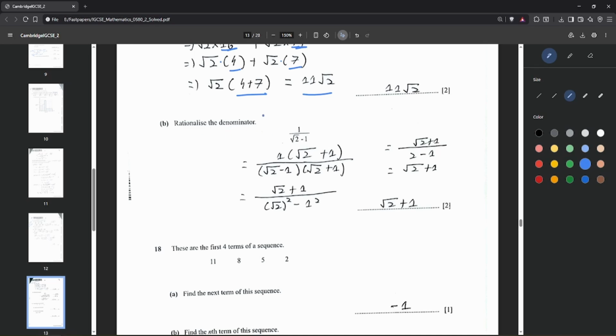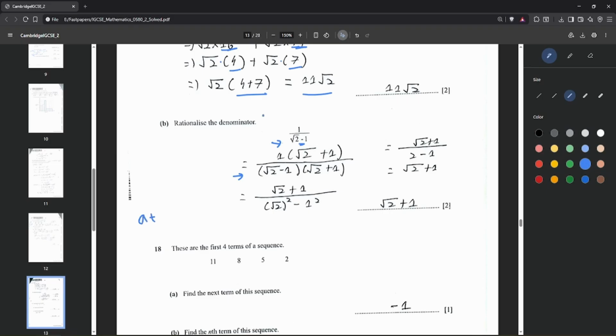Now we need to rationalize the denominator. Whenever we have to rationalize something, we need to multiply with the conjugate of the denominator, right? So we multiply 1 with root 2 plus 1. We just change the sign of the denominator. So in the numerator we get root 2 plus 1, and in the denominator we have root 2 minus 1 into root 2 plus 1.